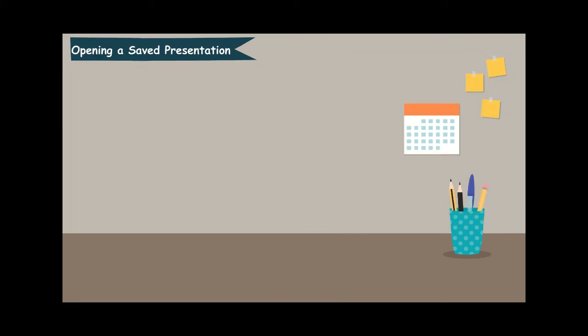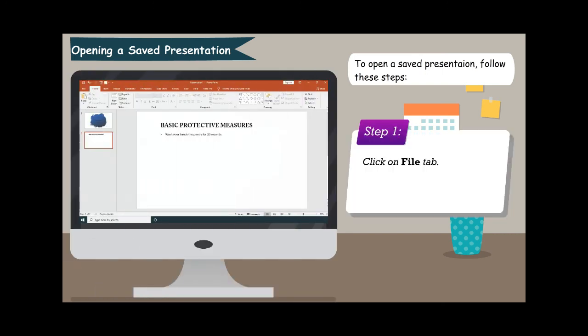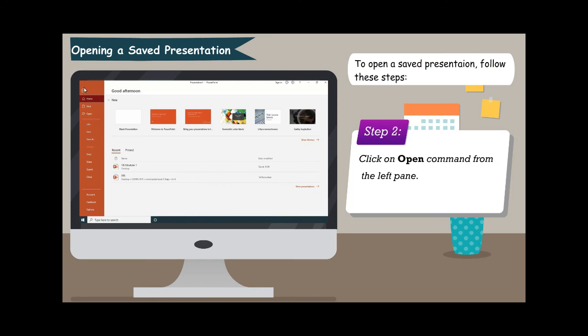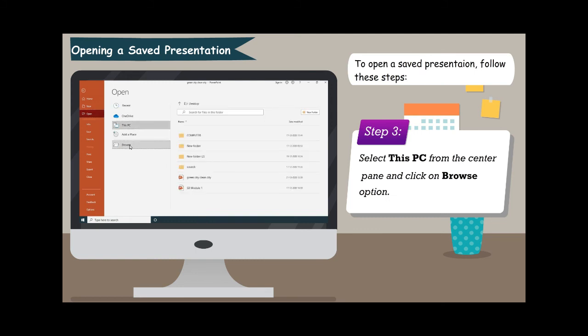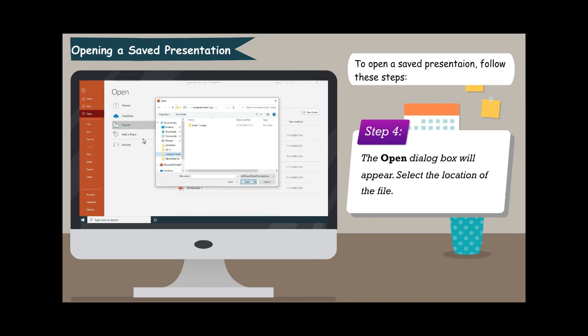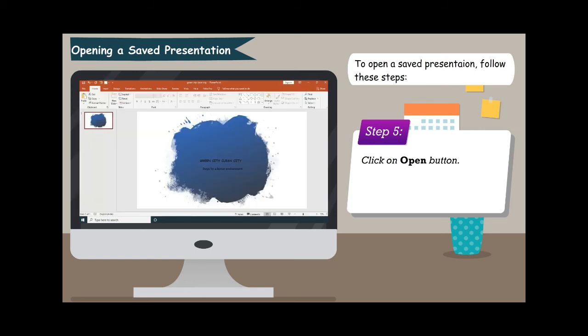Opening a saved presentation. To open a saved presentation, follow these steps. Step 1. Click on File tab. Step 2. Click on Open command from the left pane. Step 3. Select This PC from the center pane and click on Browse option. Step 4. The Open dialog box will appear. Select the location of the file. Step 5. Click on Open button.